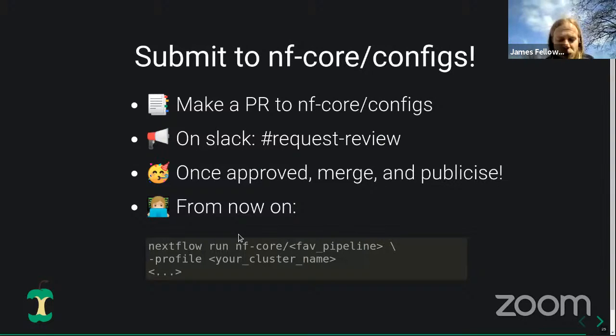And so once it's all running and you've tested everything, you can then submit to nf-core configs. So you can post on Slack, request a review on the request review channel. And once it's approved, you can merge it in and publicize. So tell all the potential Nextflow users in your cluster that they can use the profile. And they simply just have to run nextflow run, their pipeline, dash profile, and then the name of the cluster with the additional parameters you may have.